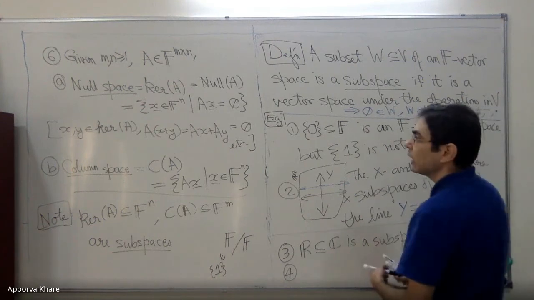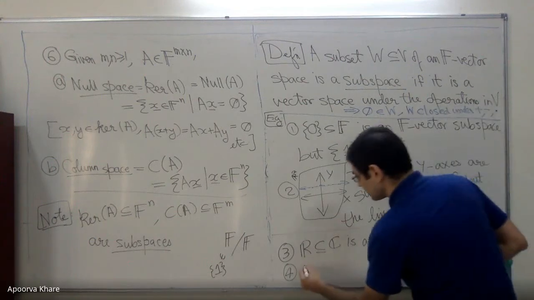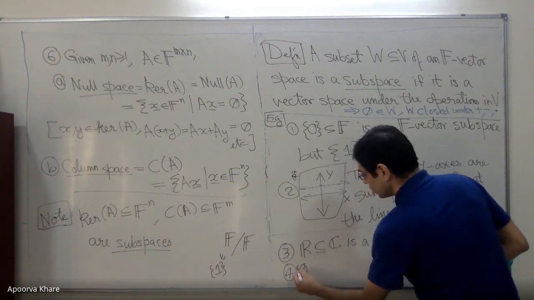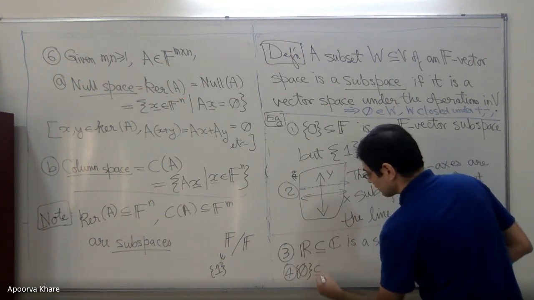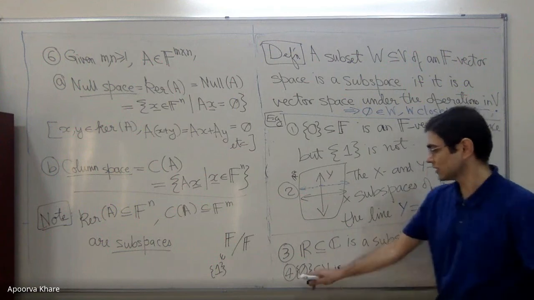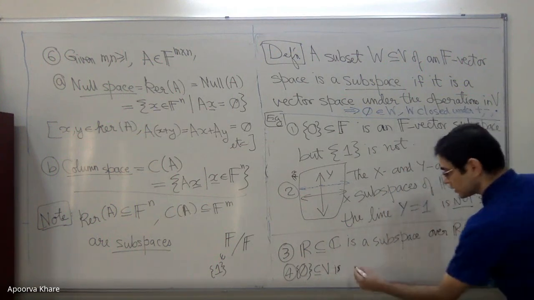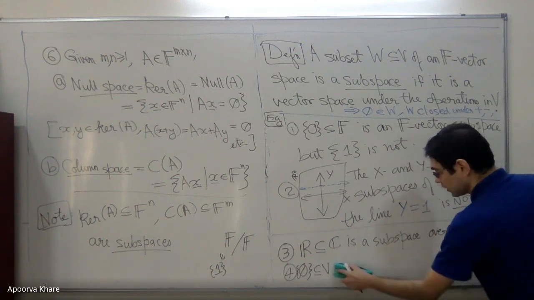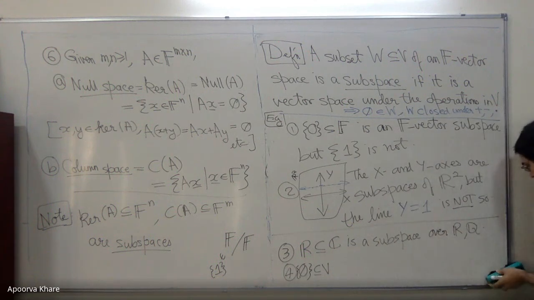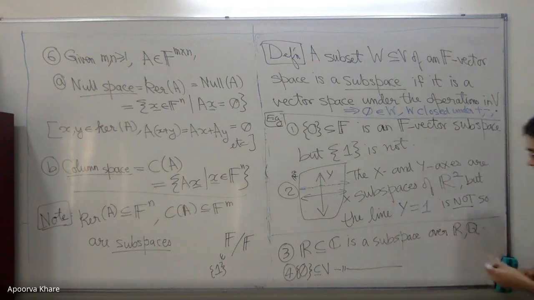Example 4: 0 is a subspace, of course. 0 is a subspace of any vector space. Every vector space contains the origin, and you can check that 0 is indeed a vector subspace with those same operations. Okay, and number 5.